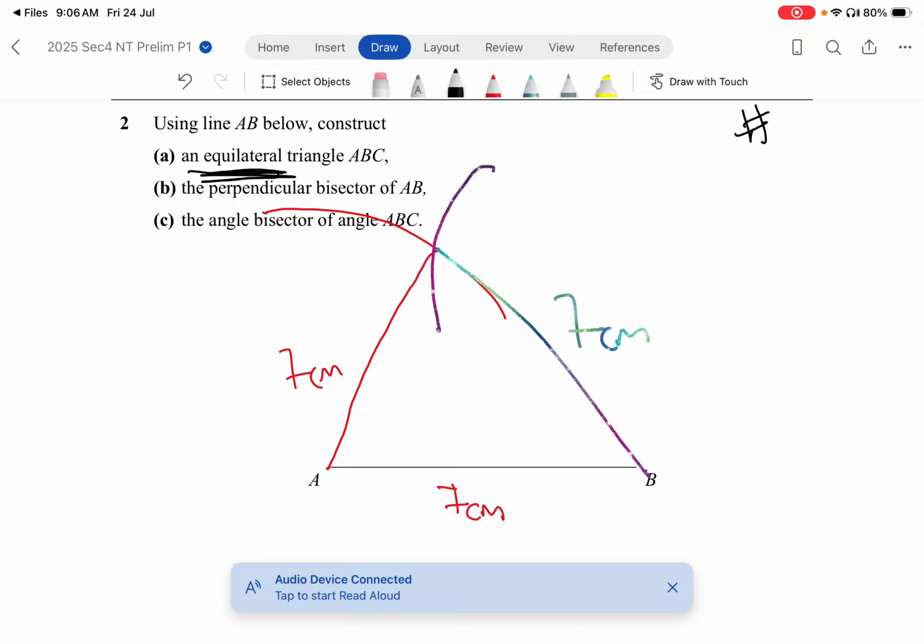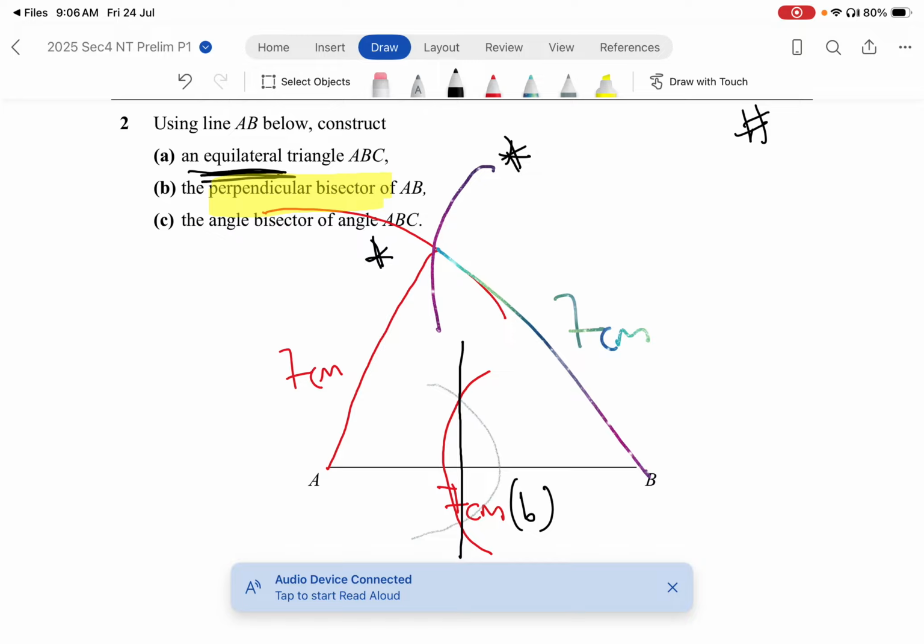I must have these two arcs. These two arcs are the most important. This one is the working. Okay, for this. Then to draw the perpendicular bisector, I must have the two arcs also. Something like this. One arc is like this. I must have one arc like this. Then I can draw out the perpendicular bisector. You see this part? You must have these two arcs as your working.